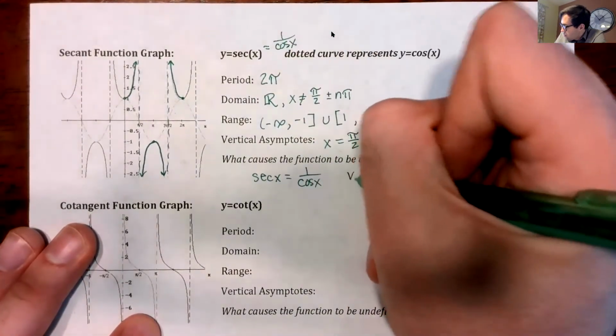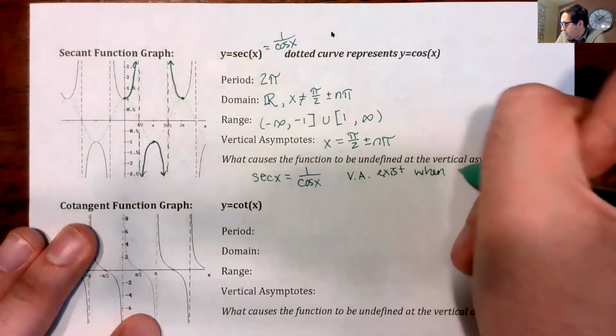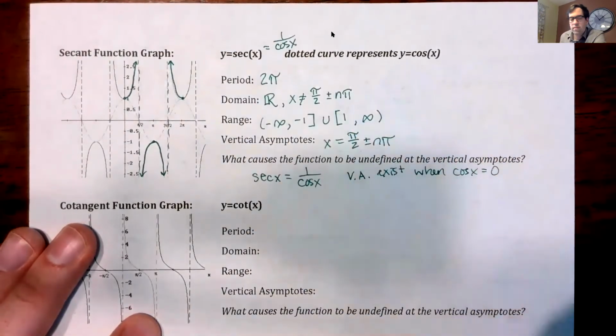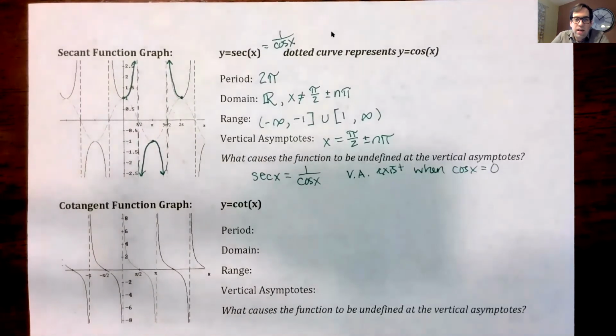So the vertical asymptotes exist when cosine equals 0. Okay? So that's how cosecant and secant work. If you try to graph 1 divided by cosine or 1 divided by sine on your graphing calculator, you'll see these weird looking U-shaped curves just like this. And all you need to know for now is what they look like. We're going to study them more in depth later.